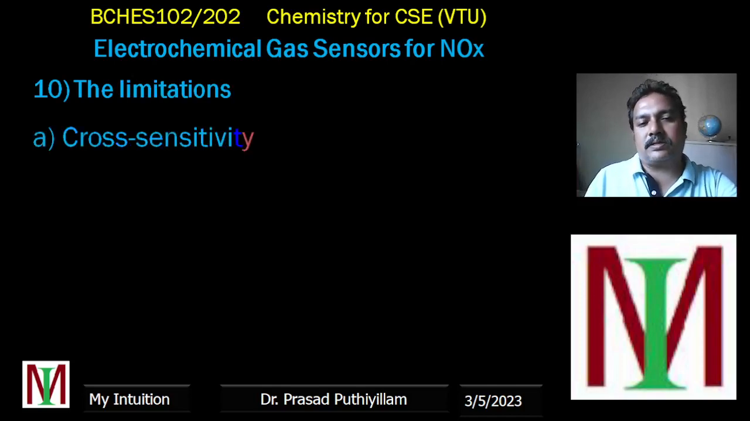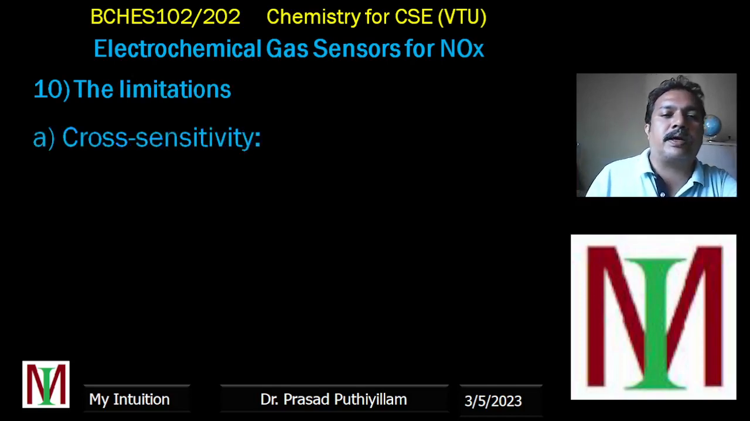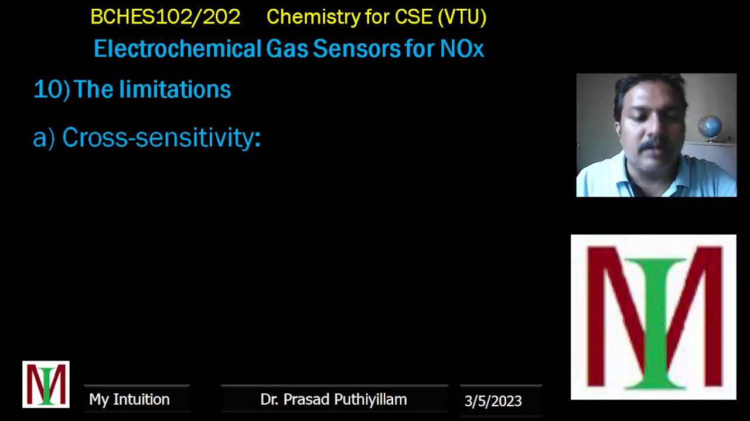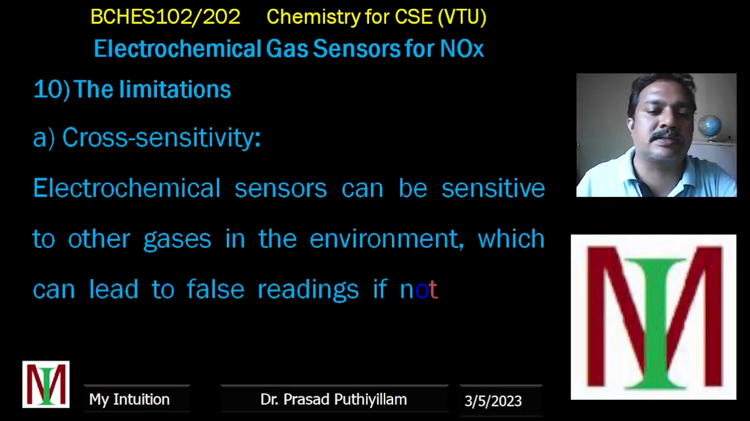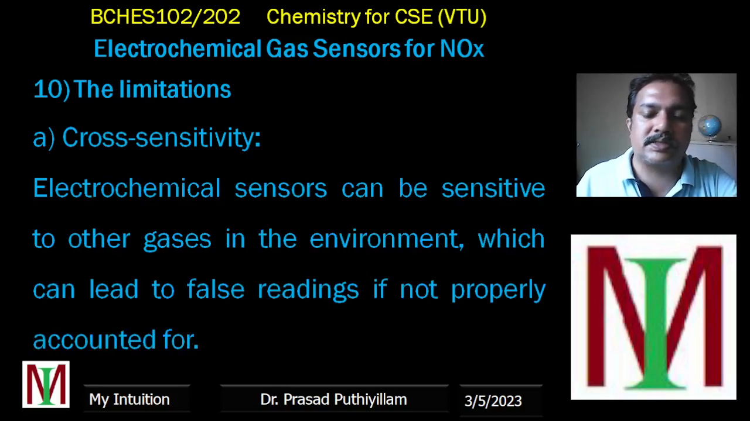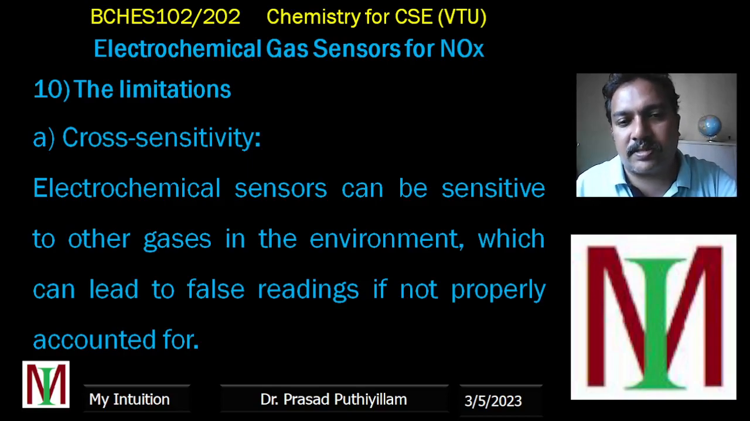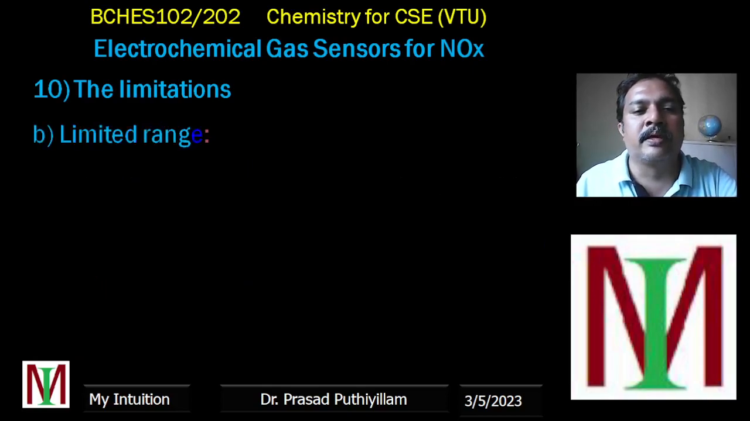The limitations: the same will come as limitation. Cross sensitivity. Cross sensitivity means it will react with other gases, interfering gases. That is called the cross sensitivity. It's not so perfect. Our present NOx sensors are not so perfect even now. It reacts with other gases.